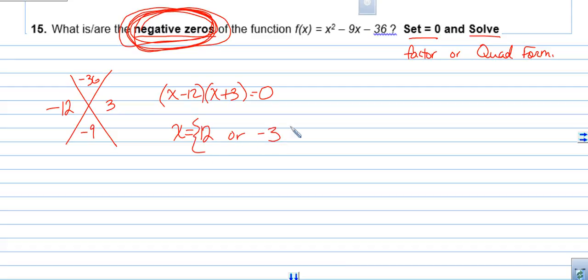And so you can do it like this with no "or." You just put a comma, whatever you want. But it says, what are the negative zeros? Which one of these is negative? Just this one. So negative 3 is the answer.